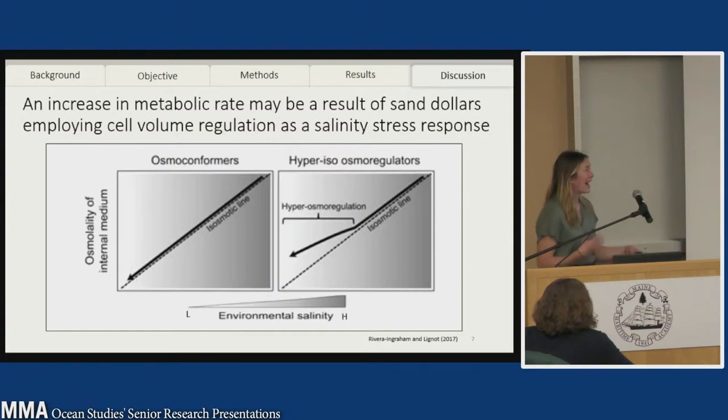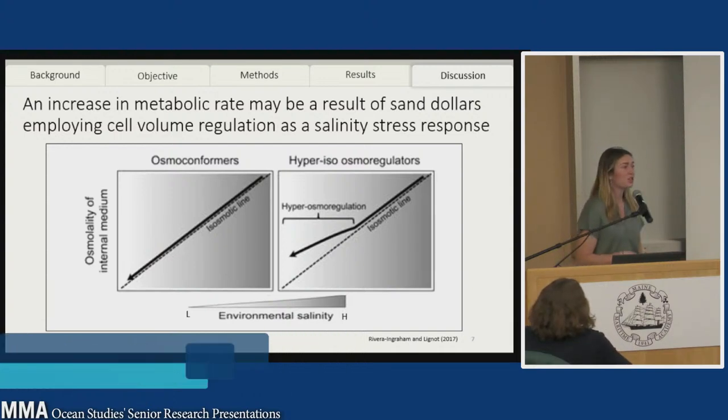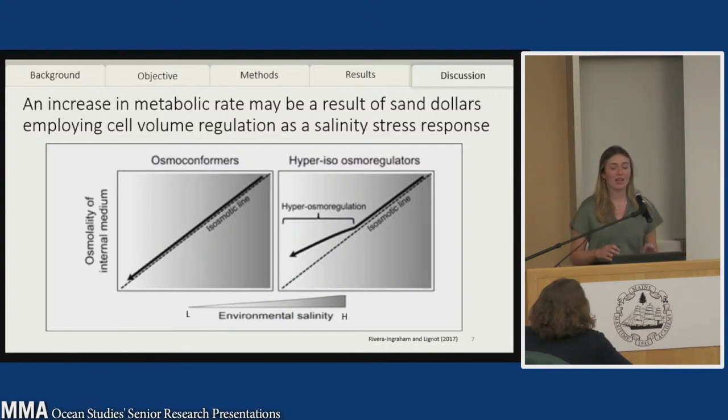And so what does all this wrap up into? The metabolic rate results of my study suggest that sand dollars employ cell volume regulation in order to acclimate to short-term environmental salinity changes. So the graph on the left is showing osmoconformers, and the graph on the right is hyperisoosmoregulators.